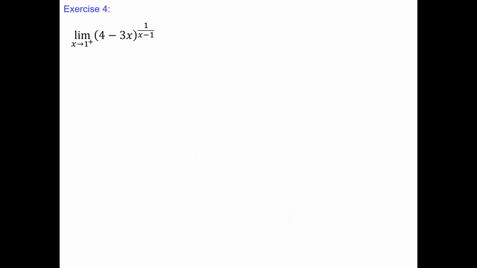Okay, limit as x goes to 1 of (4 minus 3x) to the power of 1 over x minus 1. 3 times 1 is 3, 4 minus 3 is 1, and then 1 minus 1 is 0, a little bit more than 0, positive. 1 over a small number is a big number. 1 to the infinity is an indeterminate form. Okay, let's do the same process. You will be an expert with the indeterminate power forms.